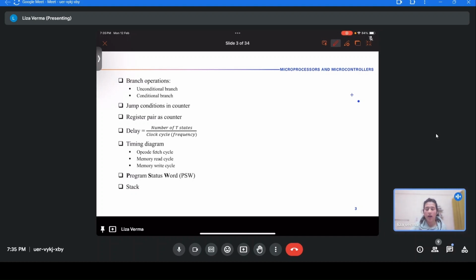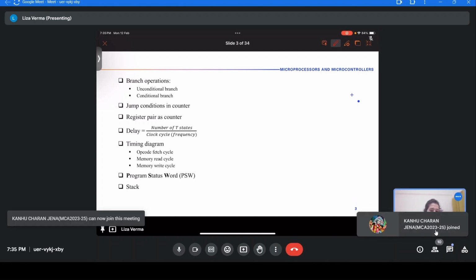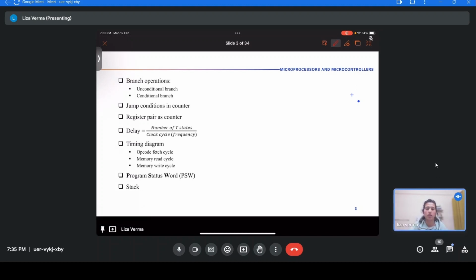Timing diagram has basically two parts, fetch cycle and execute cycle. In the fetch cycle, the MUP fetches the opcode, and in the execute cycle, whether it is memory read, memory write, IO write, whatever the operation is that is coded in the opcode, that will be performed, right? So basically, yes. You have a question?